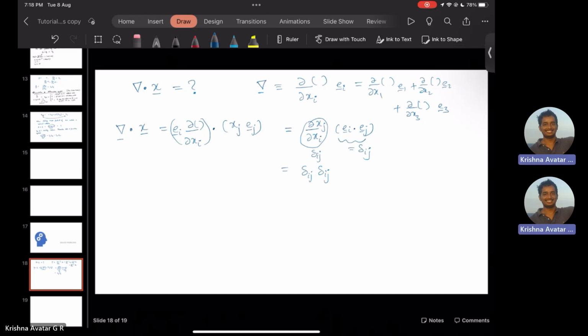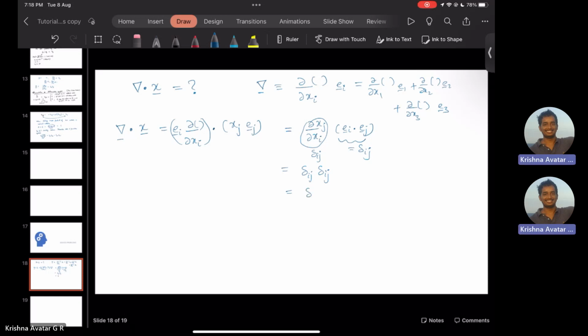So now let's discuss why this occurs. What happens here is there is a summation involved over both i and j, and both i and j can take values from 1 to 3. So what we do is let's try to expand this. This will result in 9 terms. Okay, so let's just do it for the sake of understanding.